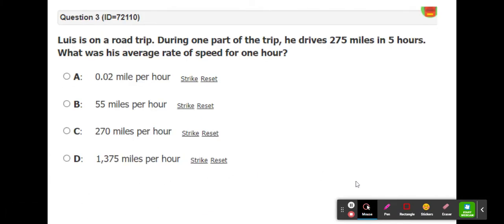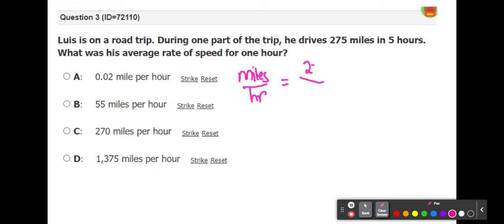All right, number 3, Luis is on a road trip. During one part of the trip, he drives 275 miles in 5 hours. What was his average rate of speed for 1 hour? So this is one where you should have set up a proportion. I'm going to do miles to hours. You could do hours over miles.